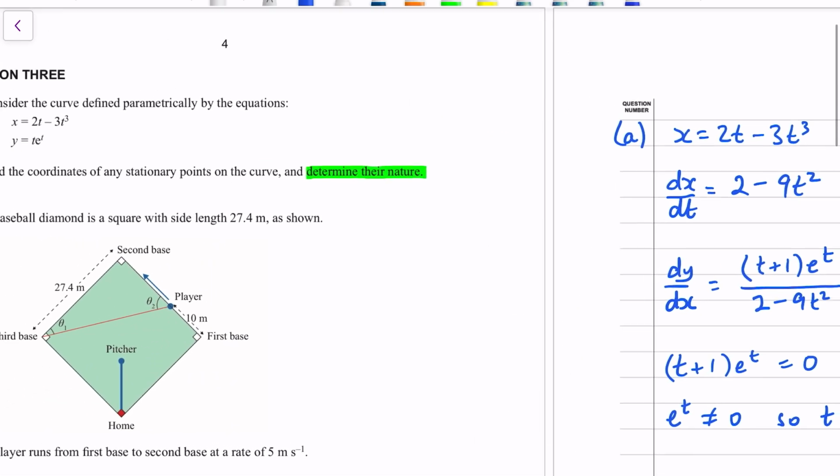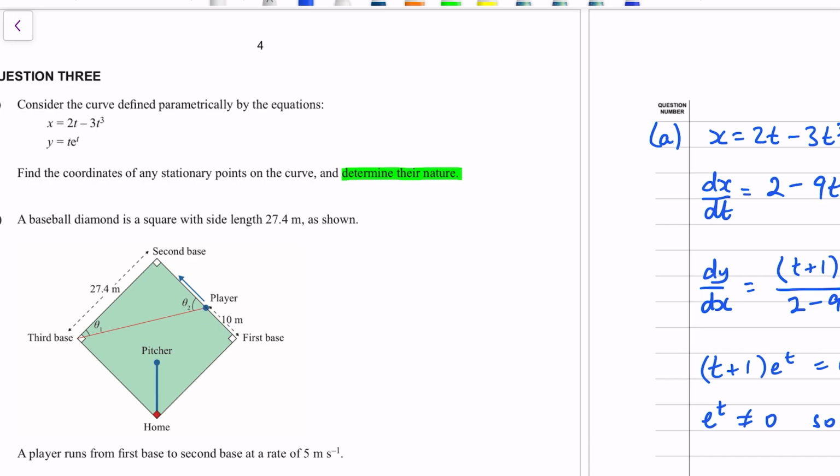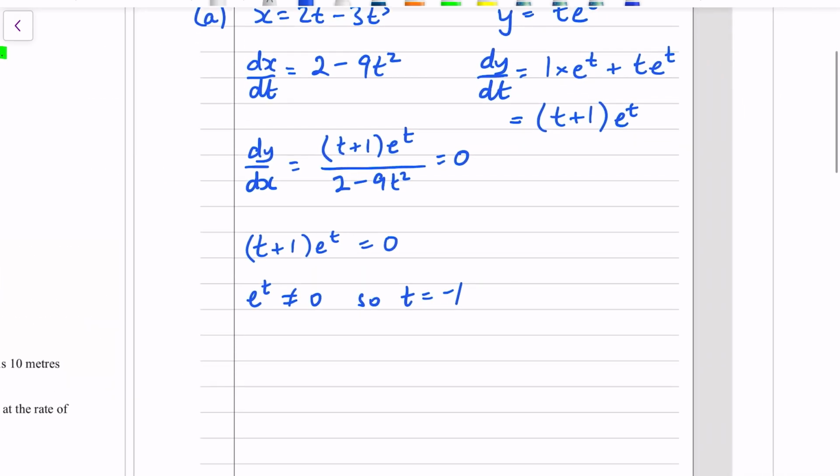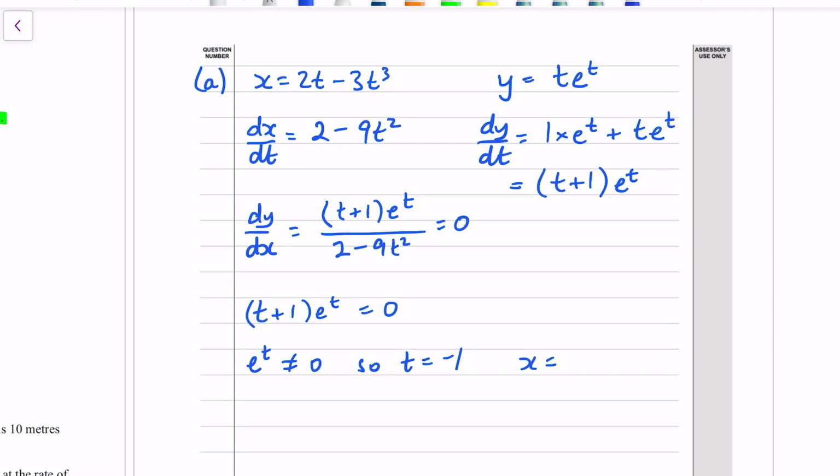The question asks us to find the coordinates of that stationary point, so we do need to use the original equations to find the x and y values. Okay, so t equals minus 1. When we substitute that into the first equation, 2 times negative 1 minus 3 lots of negative 1 cubed, that comes out to be a value of x equals 1. And then similarly for the y value, we get negative e to the minus 1, or negative 1 over e. Up to you, but those are the exact values. We could approximate them in decimals if we wanted to.